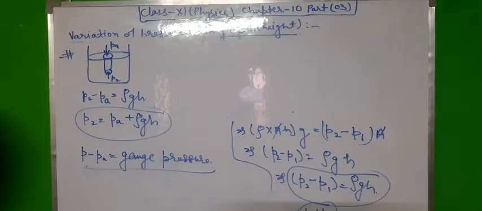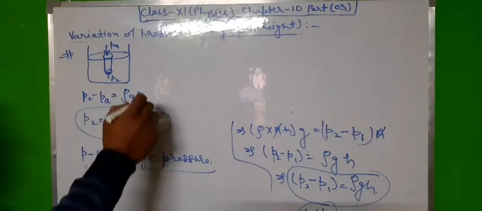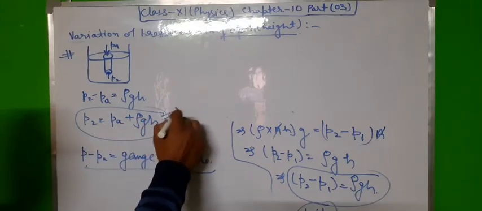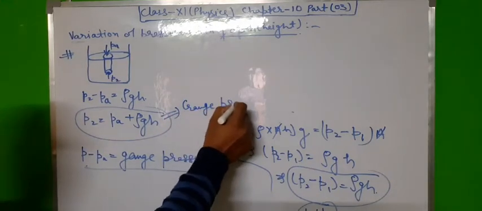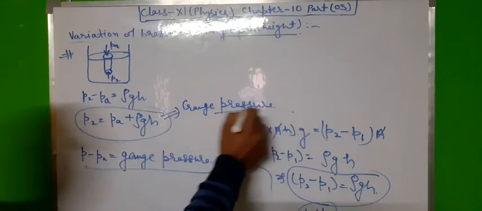This difference, P minus Pa, is called the gauge pressure. So this is all about the variation of pressure with depth, how the pressure varies with depth. Dear students, this difference is called the gauge pressure.